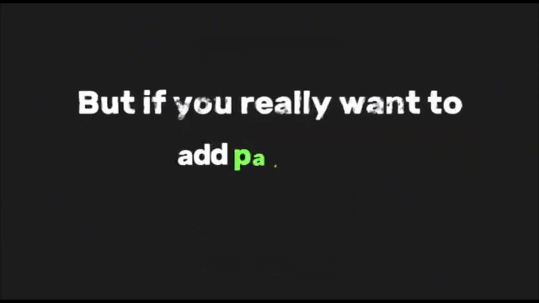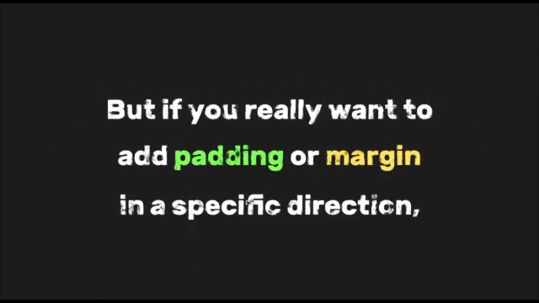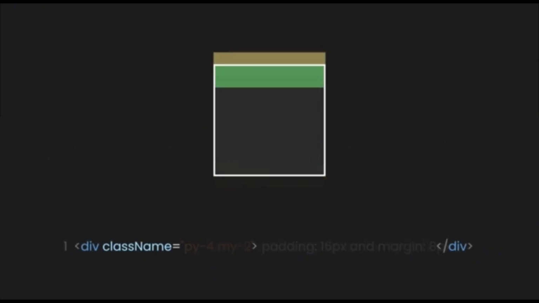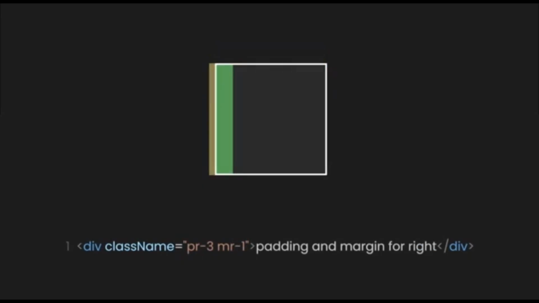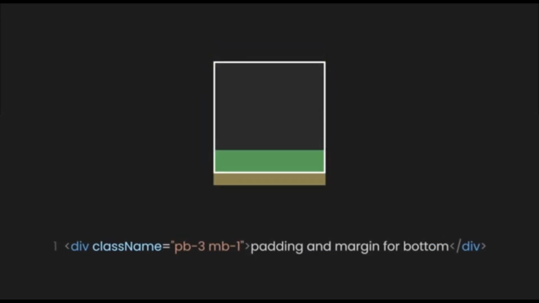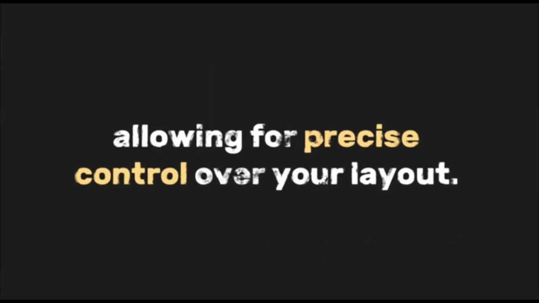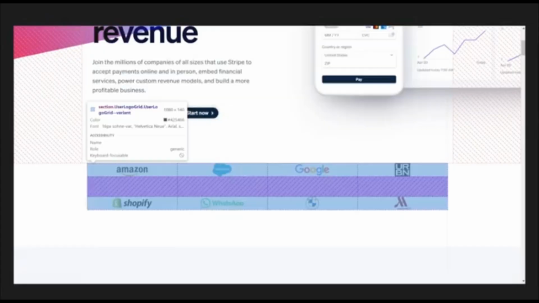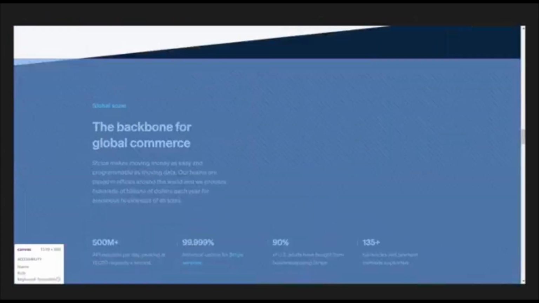But if you really want to add padding or margin in a specific direction, you can control spacing by using classes like PT4 and MT2 for padding and margin at the top, or PR3 and MR1 for padding and margin on the right. Similarly, you can use PB for padding at the bottom and MB for margin at the bottom, allowing for precise control over your layout. This flexibility ensures that you can customize your spacing exactly how you want it, creating visually appealing designs that fit your needs.